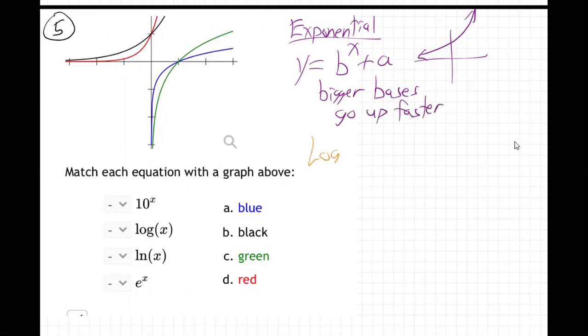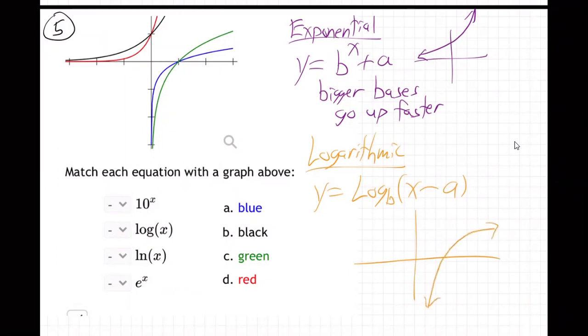And then down below, let's do logarithmic graphs. So a logarithmic graph is one of the form log base b of x minus a, like that. And those graphs, they just grow, they're slow growth. See how they're concave down? They're like a bowl turned down. Let me write you a note here. It'll help. It's a down-turned bowl.